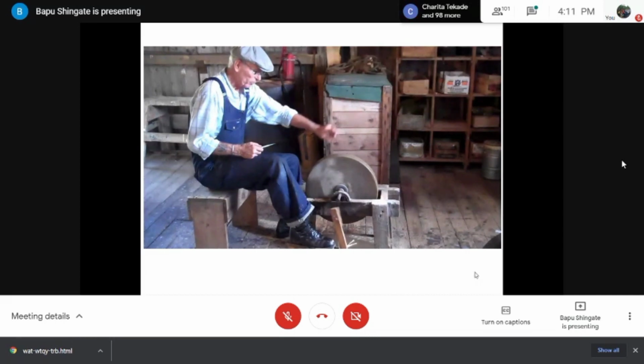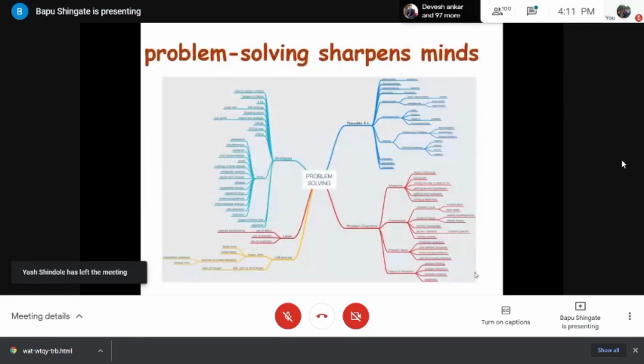Means grindstone sharpens knives. Grindstone sharpens knives, problem solving sharpens minds. If you have solved a number of problems related to any topic like aldehydes, ketones, alcohols, acids, esters, then amines, amides, or spectroscopy problems like IR, UV, NMR, C13, mass, 2D, COSY, NOESY, HETCOR, or combined spectroscopy problems, if you have solved many more problems, like one lakh problems on spectroscopy, then definitely you can solve any kind of problem within a minute, within a fraction of a second. Means grindstone sharpens knives, problem solving sharpens minds.